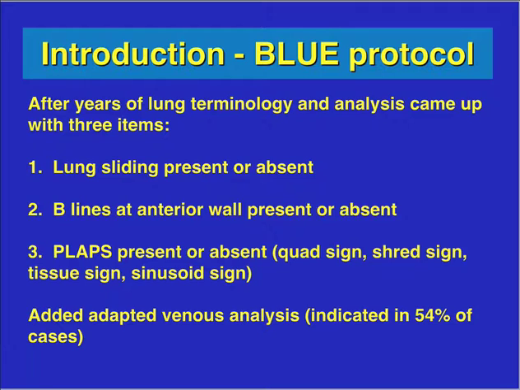And you can actually do an added venous analysis, which is a DVT ultrasound, which was indicated in 54% of the cases that were done in this study. So if you did find a DVT, then in the appropriate respiratory failure patient, you may consider that pulmonary embolism is the cause.